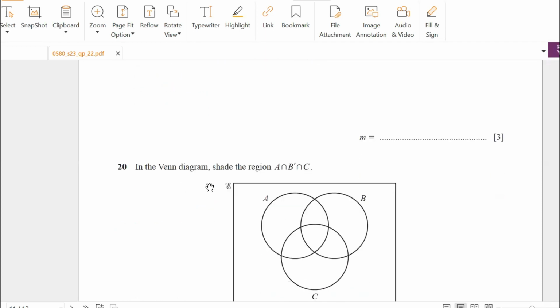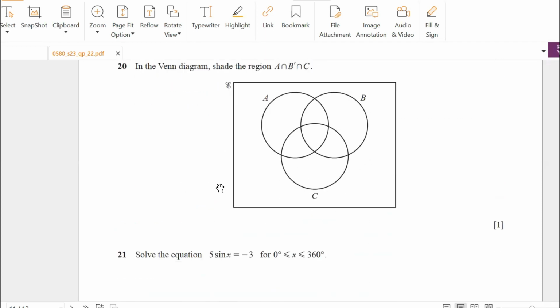Next question is related to Venn diagram. And as you can see there, the Venn diagram shade the region A intersection B complement intersection C. So intersection means we will find out the collective or the common part. But I will try to focus first B dash. B dash means we can take out B and rest all is shaded part. So how to show the shaded part for B complement?